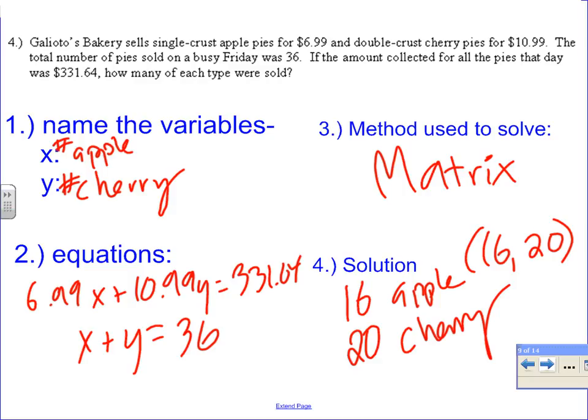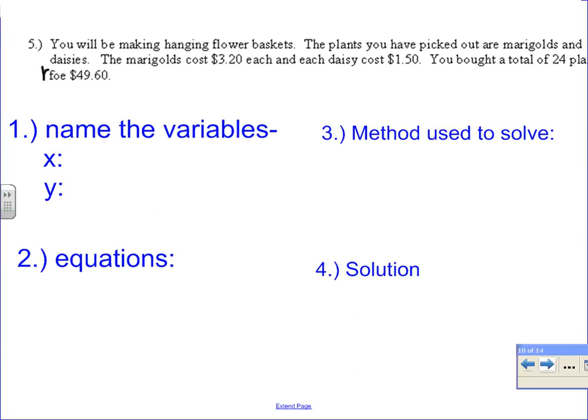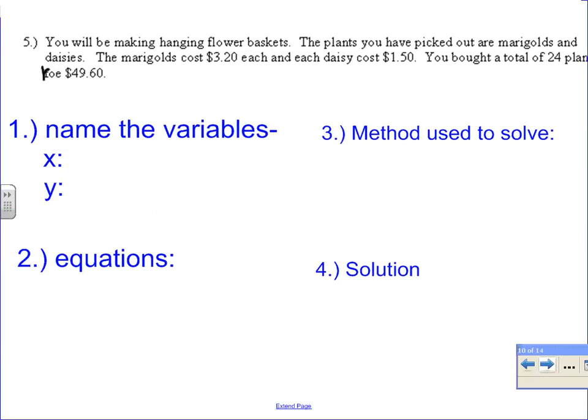Okay, let's do number 5 together, and then I think I want to do one more. Okay, number 5, you will be making hanging flower baskets. The plants that you have picked out or chosen are marigolds and daisies. The marigolds cost $3.20 and the daisies cost $1.50. You purchase a total of 24 plants, that should say 24, not faux, for $49.60. So we need to find the amount that we purchased. So what is X and what is Y?